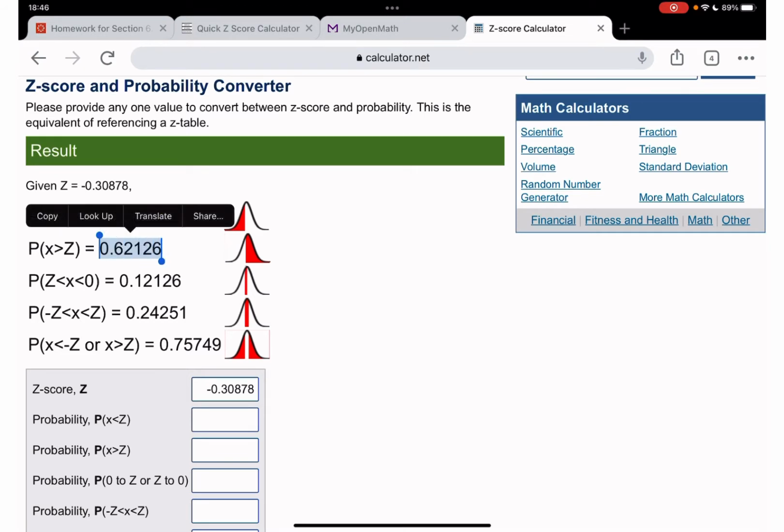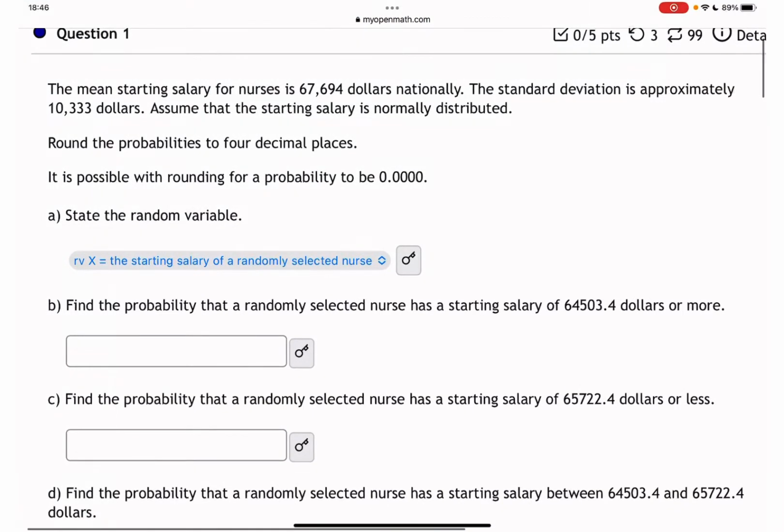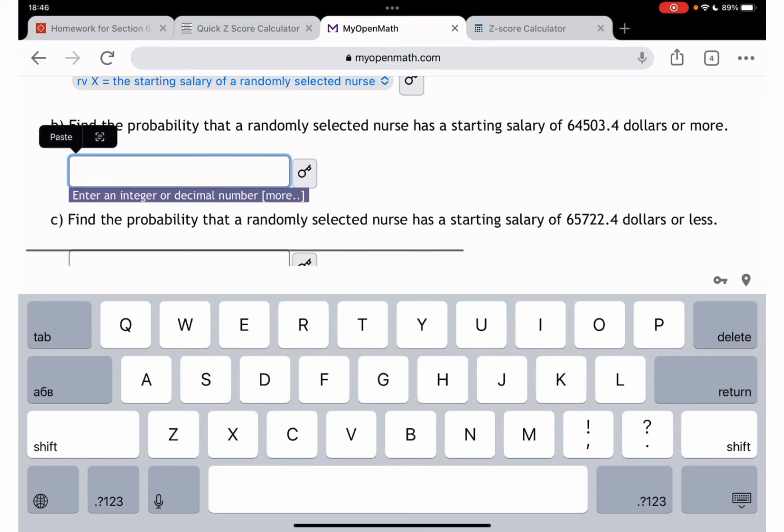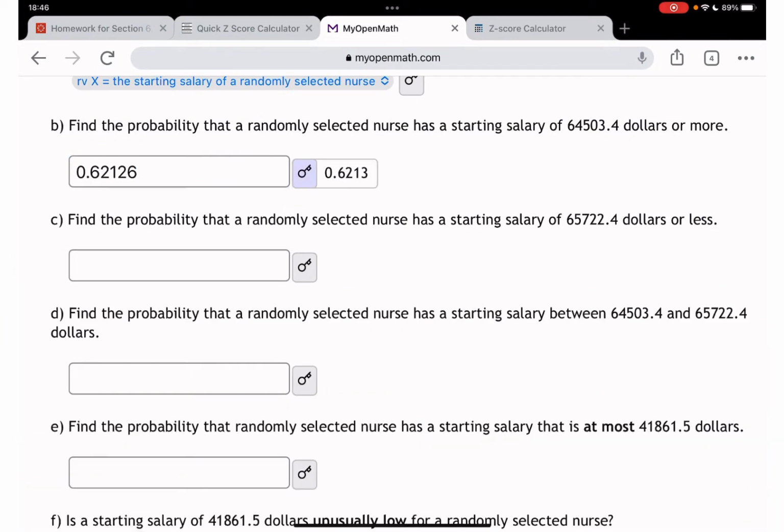So 62.13%. Let's place the answer here. Okay, let me open it. Bingo. 0.6213, 4 digits.